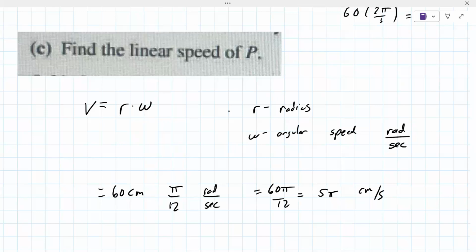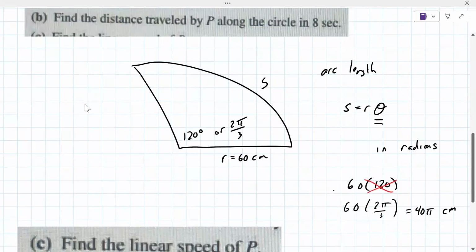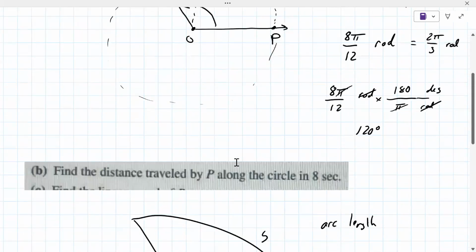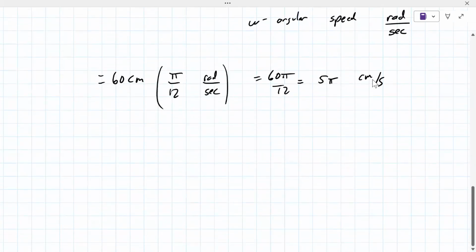Where'd you get pi over 12 from? It was given in the problem. Sorry, that's where I was scrolling. I don't know if you guys can see the scrolling. Oh, okay. Now, what should the units of velocity be? The teacher could say, give me the linear velocity in meters per second. And then you might have to convert this.